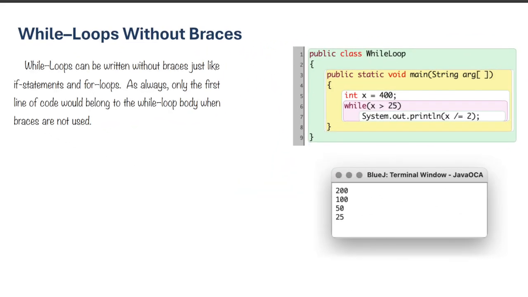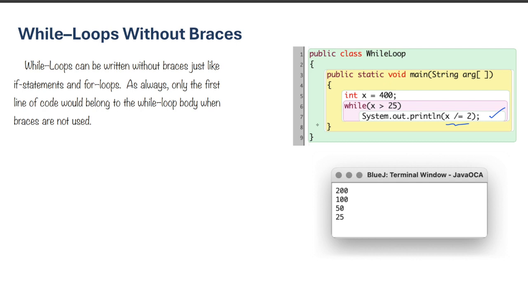And just like our for loops and our if statements, while loops too can have no braces. And if they have no braces, as always, only the first line of code is part of the body of the while loop. And we see here that this code runs and executes perfectly well. And inside of the print statement, it is updating the value of X. So it's doing a lot in that one line.